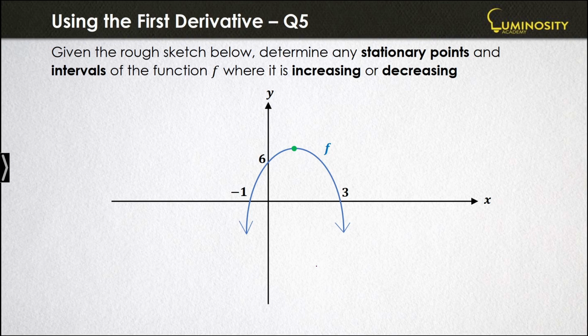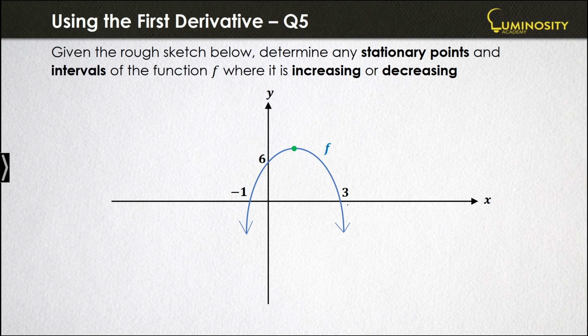Let's have a look at question 5. We're given a rough sketch below. Determine any stationary points and intervals of the function f where it is increasing or decreasing. Okay, so this function here, which looks like it's a quadratic or parabola, is the function f, and we're given some points on the graph.